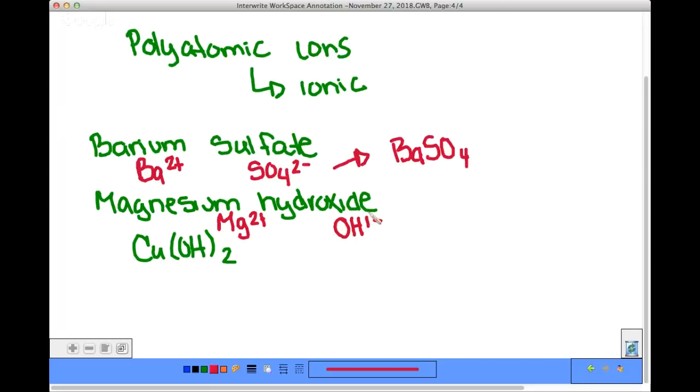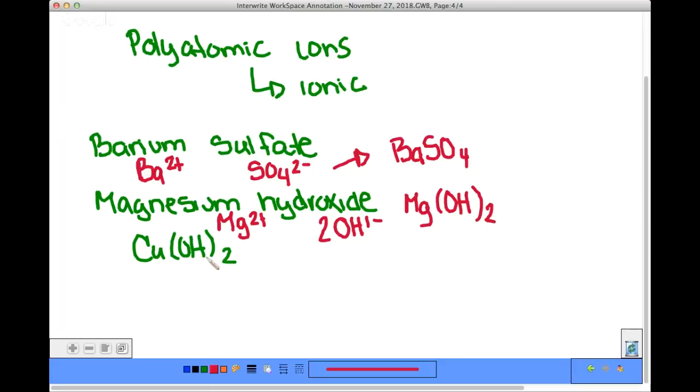When you write out 2 hydroxides, you want to make sure that if it's a polyatomic, you put parentheses around it. So if I'm going to show that I have 2 hydroxides, I'm going to put Mg, parentheses around this, because I want to show that this hydroxide is a unit that functions together and sticks together. And you're going to put the 2 on the outside. So this 2 tells me that I have 2 of those hydroxides.